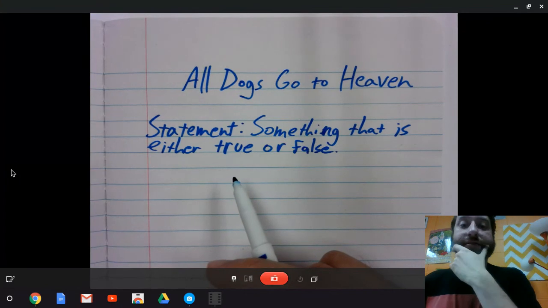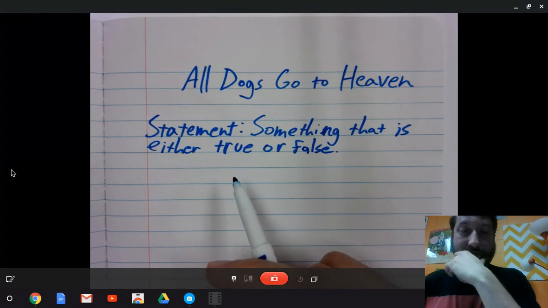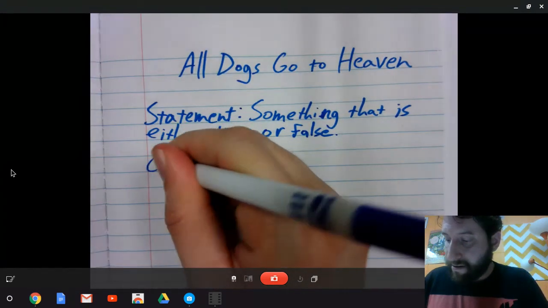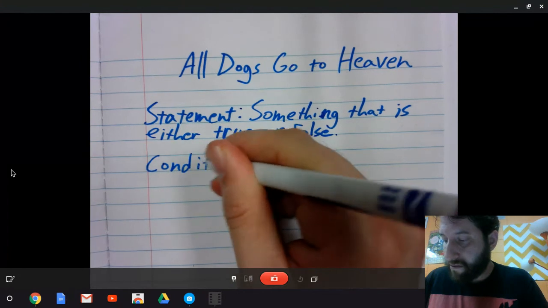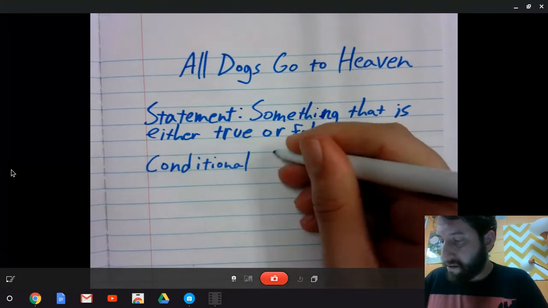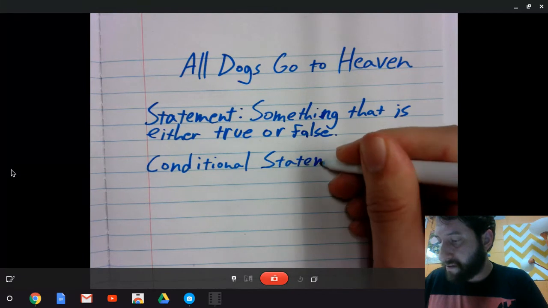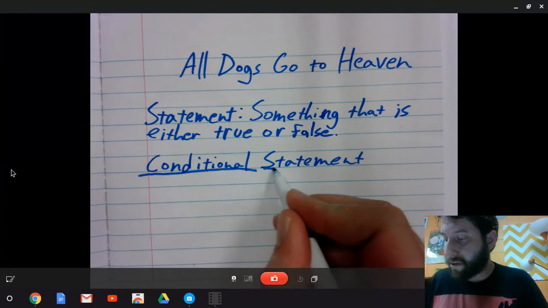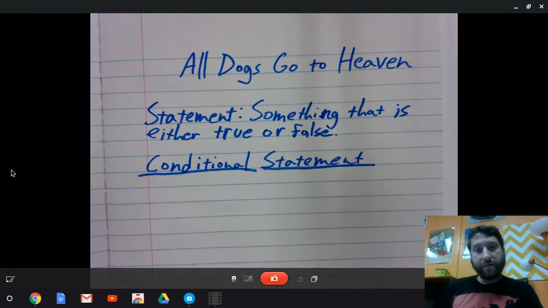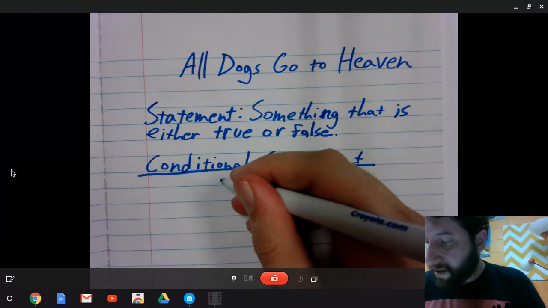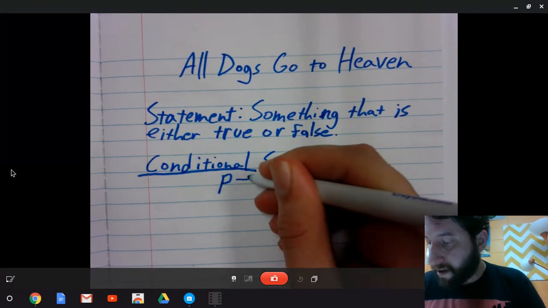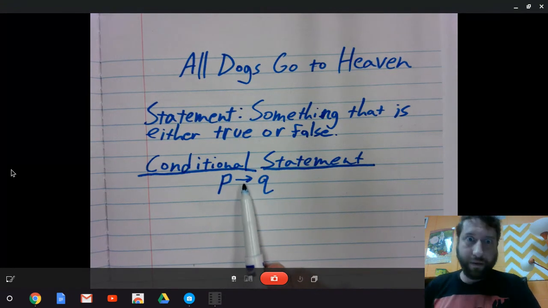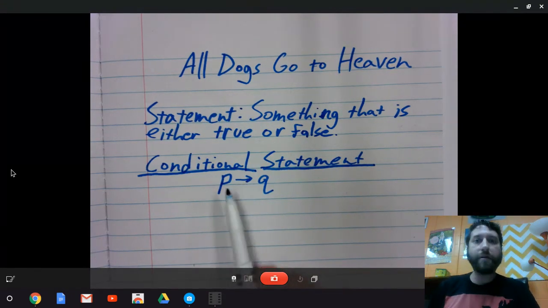Now, the most common statement is called a conditional statement. So that's the next thing I'm going to write, conditional statement. And I'm going to underline it because this is important, conditional statement. A conditional statement says this. It says P implies Q. So that little arrow right there means implies. So I'm saying P implies Q.